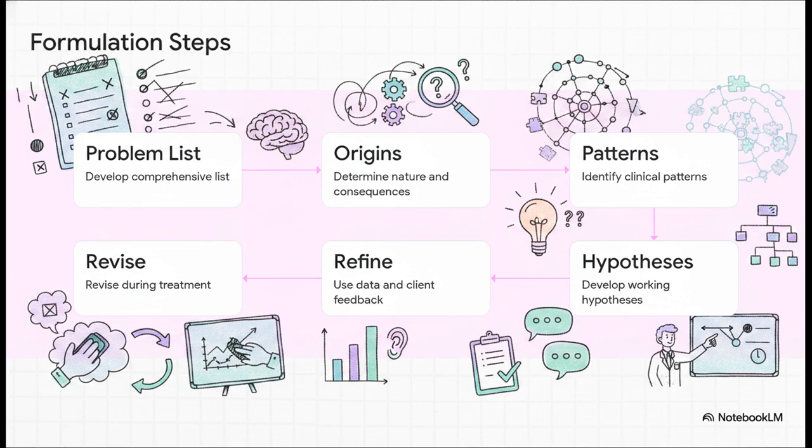First, you develop a comprehensive problem list. Second, you determine the exact nature, origin, and consequences of each problem. Third, you zoom out to identify the patterns connecting them. Fourth, you develop working hypotheses about what's actually driving the distress. Fifth, you refine those hypotheses through continuous assessment data and client feedback. And finally, you remain flexible, continually revising these hypotheses during treatment as new data emerges. It's literally the rigorous scientific method applied directly to human distress.